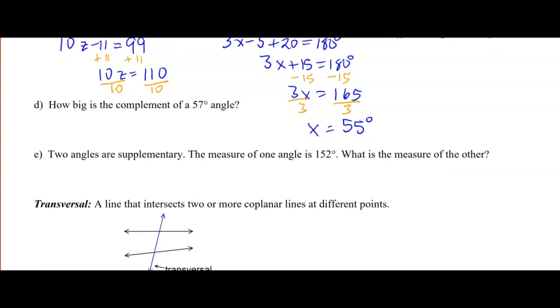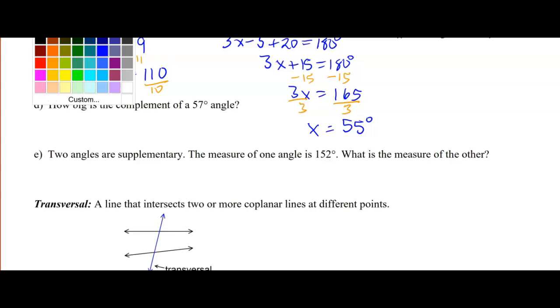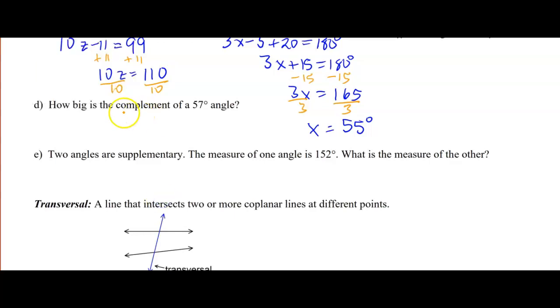Moving down a little bit more. So how big is the complement of a 57-degree angle? Complement means add to 90. So what I am trying to figure out is that 57 plus x equals 90. 57 plus some number has to equal 90. And by solving this, I should be able to figure out that x has to be 33 degrees. So why? Because 33 plus 57 equals 90.